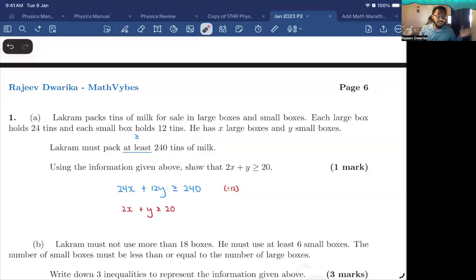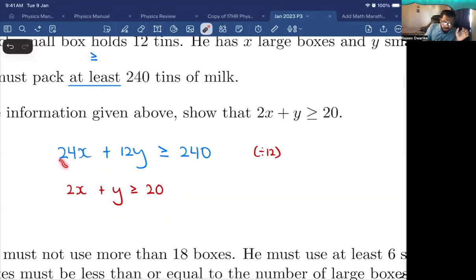If I tell you I have two small boxes, how would you figure out the total amount of milk? By multiplying 12 by 2. Yes. So it's the same concept here. If I have y small boxes, I'll multiply y by 12 and I'll get 12y. So do you understand that altogether, they must have at least 240? Let me know if you understand that. Stay with me so far, right? Now, is this what they want us to show?